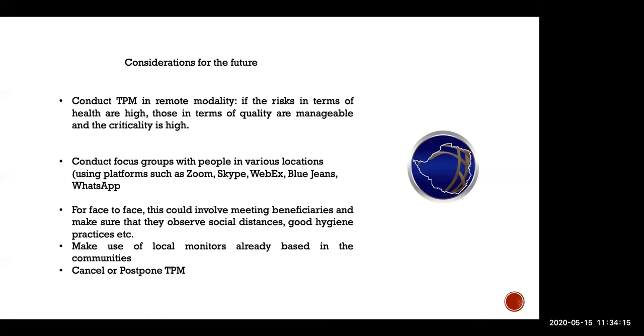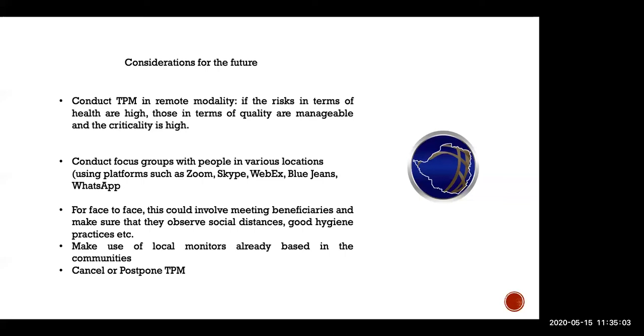Then for face-to-face, this could involve meeting beneficiaries and making sure that they observe social distancing and good hygiene practices. So if the TPM involves going into the communities, and if you are working with local food monitors who are already in those local areas, who might not have challenges in moving from place A to place B, they can still hold focus group discussions. This only applies to contexts where there is no total lockdown, where people are not even allowed to move. But for countries or communities where people are still able to be mobile, face-to-face meetings could still take place, just making sure that social distance is maintained and people wash their hands.